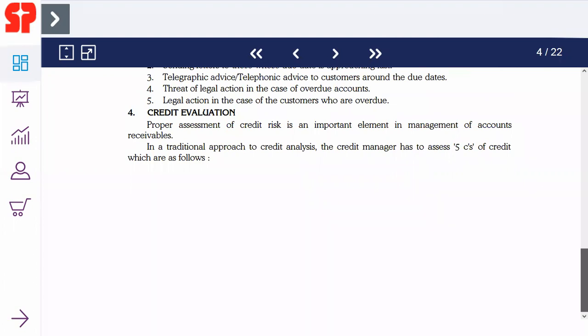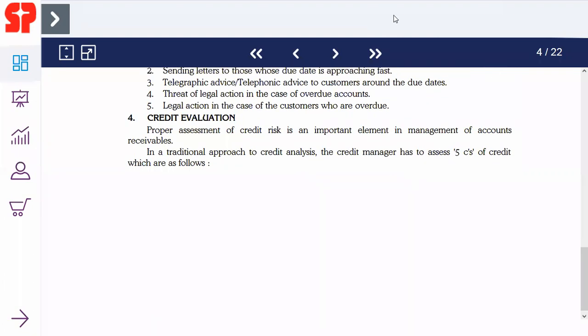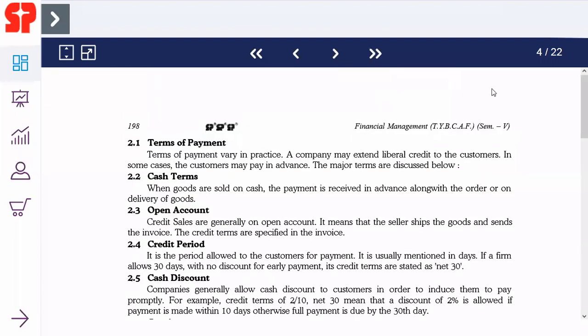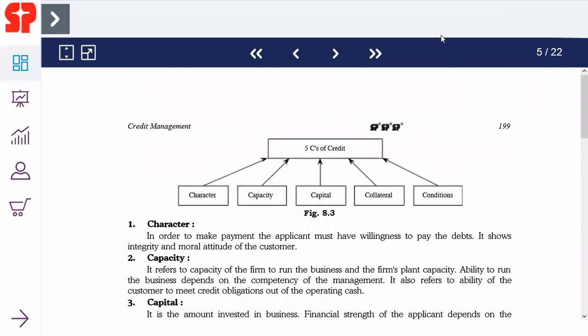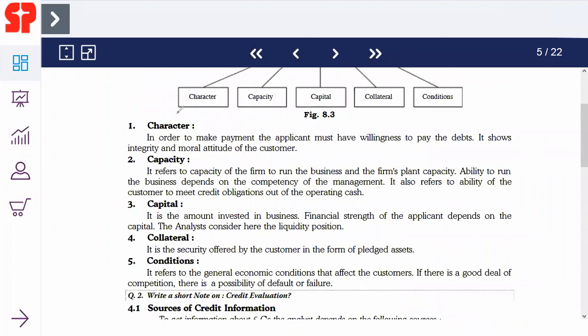See, here you will understand it. Credit evaluation. You should properly assess the credit risk. In the traditional approach to credit analysis, the credit manager assesses the 5 C's of credit. So before giving credit, you should see the 5 C's of credit. First is the character of that debtor, whether he is willing to pay the debt. It shows the integrity and moral attitude of the customer.